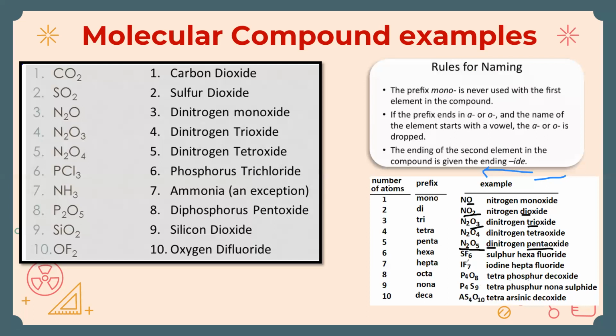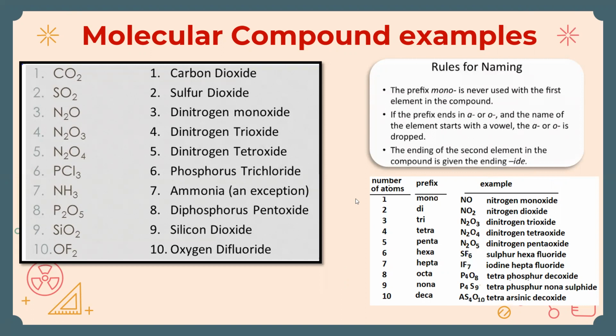If we were to give you a multiple choice question and, using the symbol IF7, ask you what the name of the molecular covalent compound is, you need to use your understanding of the prefixes that you've memorized. A heptagon usually has 7 sides, so hepta means 7 fluorine atoms and 1 iodine atom. So it should be iodine heptafluoride, and you'd select that option as the correct one. That's basically just some examples for you there.